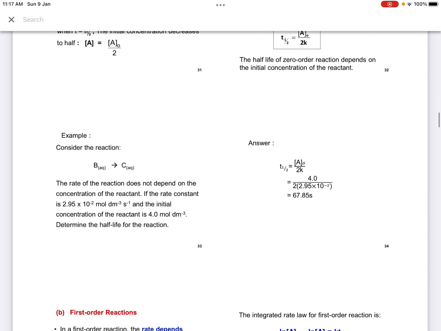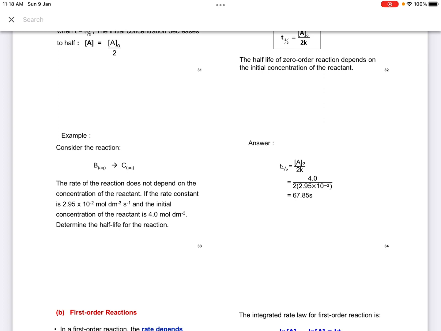For example, consider the reaction B produces C. The rate of reaction does not depend on the concentration of reactant. This is the statement in the question. If the rate constant is 2.95 times 10 to the power minus 2 mole per dm cube per second and the initial concentration of reactant is 4.0 mole per dm cube, determine the half-life. Now please take note, the question already mentioned the rate of reaction does not depend on the concentration of reactant, meaning this is a zero order reaction.